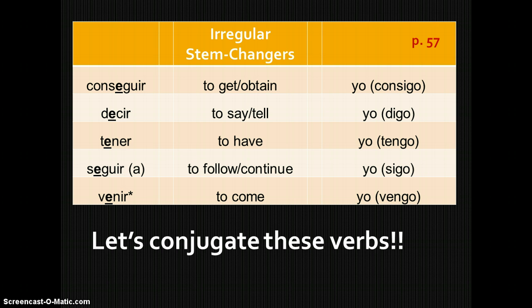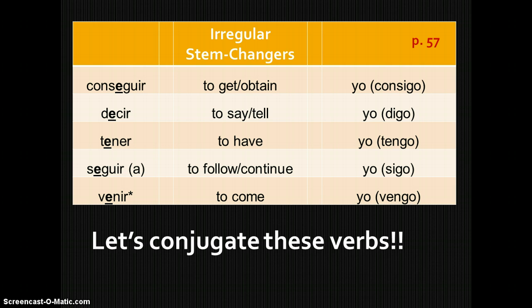Tener means to have. It is an E to IE stem changer, and it has an unusual yo, which is yo tengo. Seguir a means to follow or to continue. It is an E to I stem changer because it's an IR verb. It has an irregular yo, which is yo sigo. And remember, you always put an a after that verb. Venir means to come. It is an E to IE stem changer. It's an exception to that IR verb rule. And it also has an unusual yo, which is yo vengo.